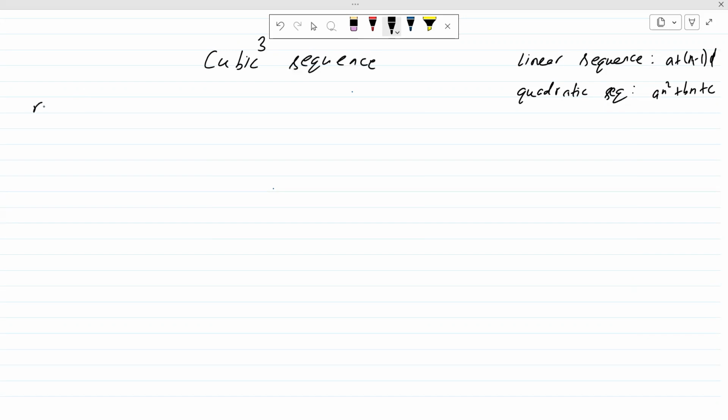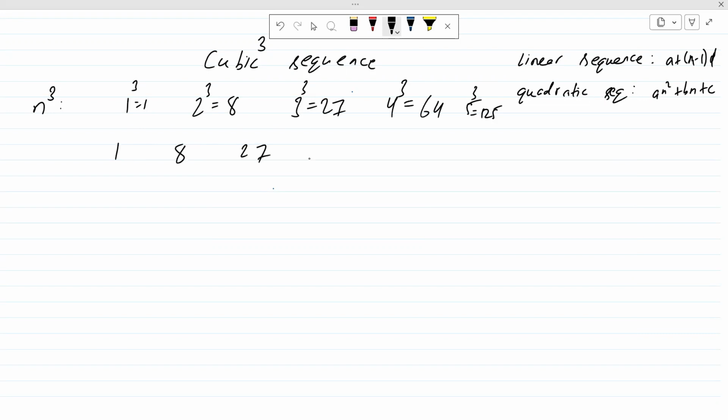First of all, what is n cube sequence? If we just write n cube, you put n is equal to 1. 1 cube is 1. What about 2 cube? 8. 3 cube? 27. 4 cube? 64. 5 cube? 125. So this is a cubic sequence, simple one: 1, 8, 27, 64, etc. The general formula for this can be just n cube. You put n, the position of any number, and you just take cube.